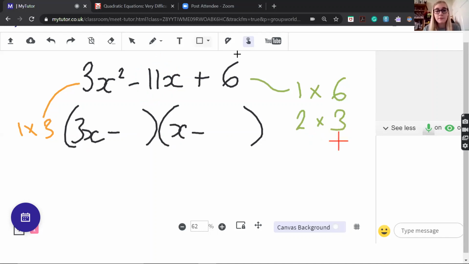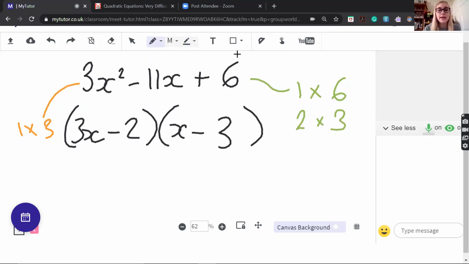2 and 3. If we put the 2 here, we get 2 times 3 is 6, 3 times 1 is 3. So you'd get 9 again, so that's not what we want. Whereas if we put the 2 here and the 3 here, we get 2 times 1, and 3 times 3, which is 9, which gives us the 11 that we want.